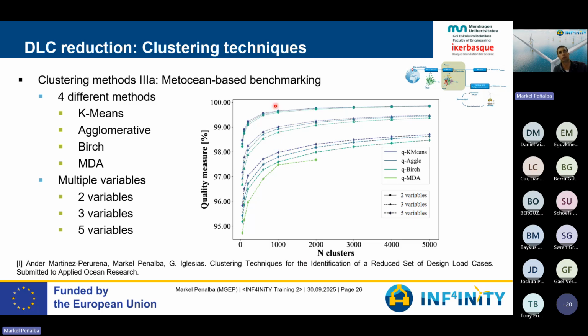So based on these results, we could say, first of all, that in all the different numbers of variables, k-means is the one that is most efficient. So it requires the least number of clusters to achieve the highest quality measures. But at the same time, we can conclude that 1,000 clusters might be sufficient to converge this statistical analysis of the site-specific environmental conditions, regardless of the number of variables we use.